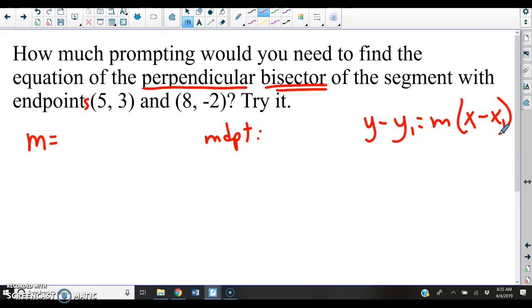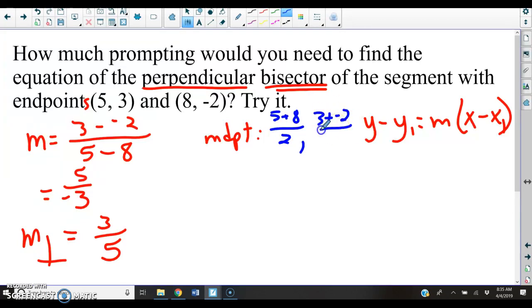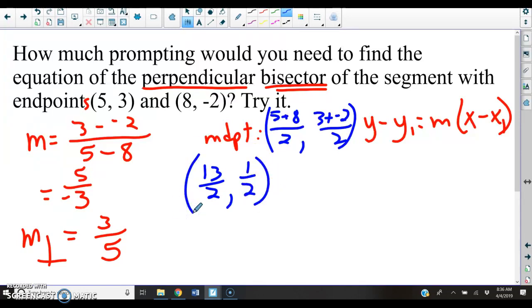Let's try it. So the slope would be 3 minus negative 2 over 5 minus 8. So I get 5 over negative 3. But the perpendicular would be positive 3/5. Remember, reciprocal and opposite? Okay. Midpoint. Average the x's. 5 plus 8 over 2. Average the y's. Okay, so I've got 13 over 2, and I have 1 over 2. Okay, it wasn't the nicest, but we'll live with it.